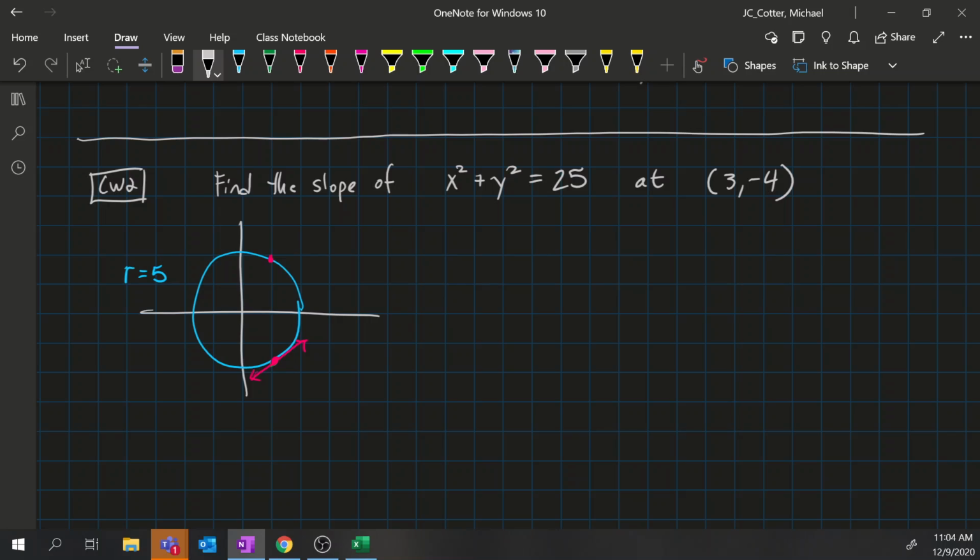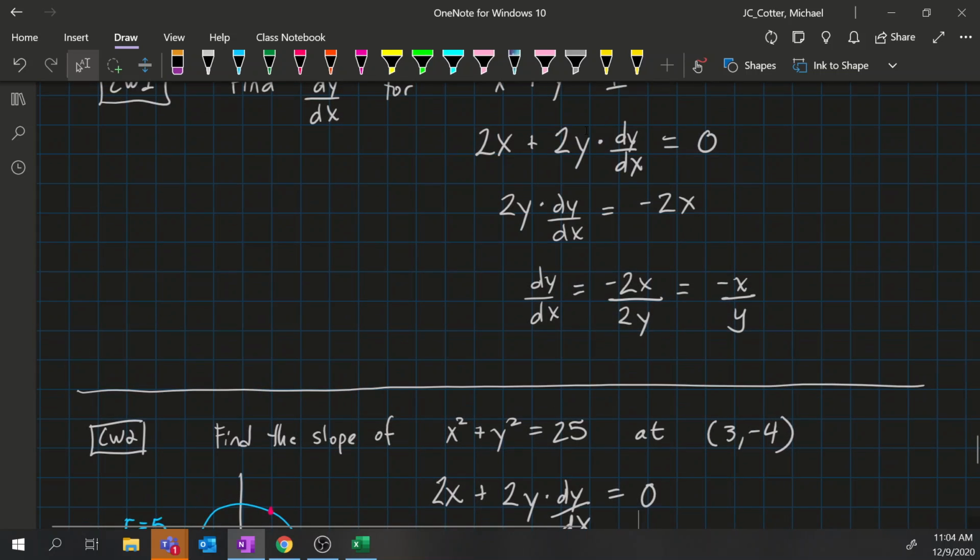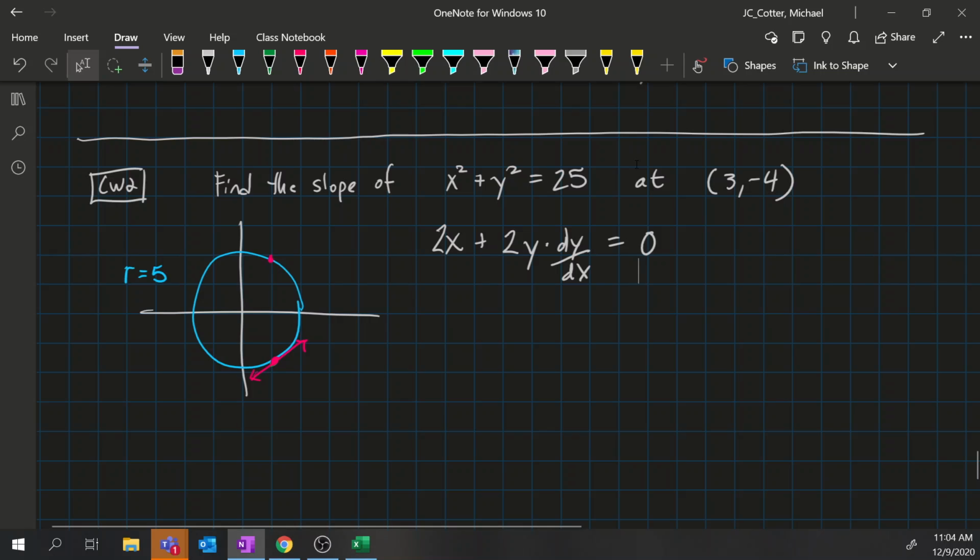So I'm going to take the derivative of this thing, and it's going to turn out to be exactly the same. So x squared, 2x, nothing fancy. Y squared is going to be 2y times dy dx. Derivative of 25 is 0. Now, if you're paying close attention, this is the exact same derivative, which is kind of cool. That means that the slope of a circle exists independently of the size of the circle. It's kind of cool.